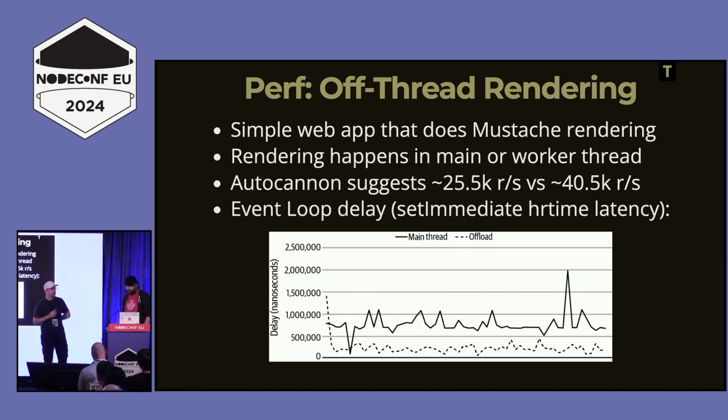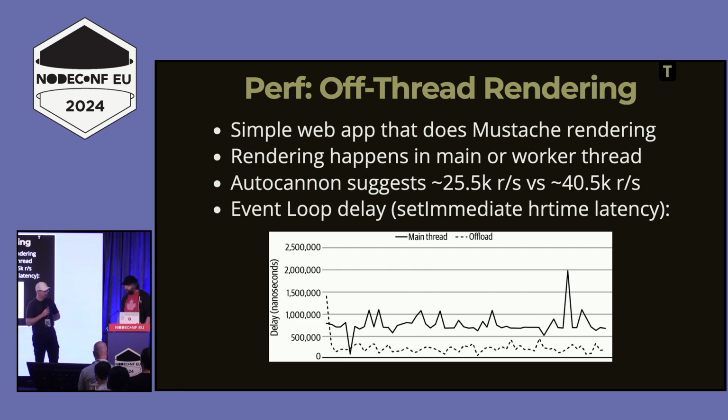For the book, we actually did this and built a simple application. We wrote the book a few years ago, so at the time we chose Mustache. In this case, the worker threads do all the Mustache rendering, and the main thread did everything else. A quick autocannon test suggests that by doing everything in a single thread, we were able to get 25,500 requests per second. However, upon offloading the rendering work to the worker threads, we got 40,500.